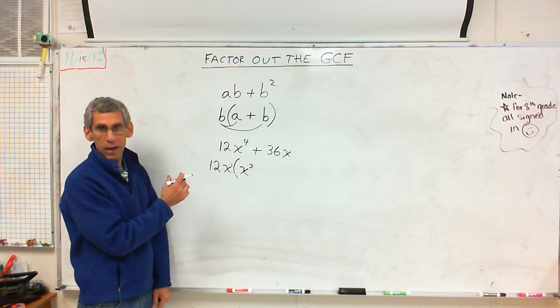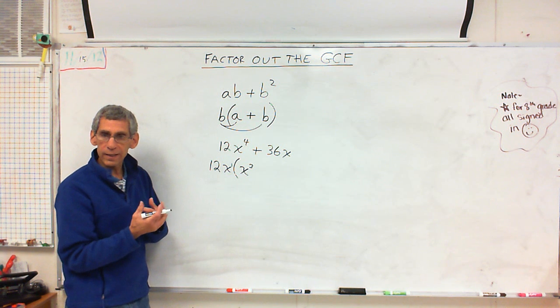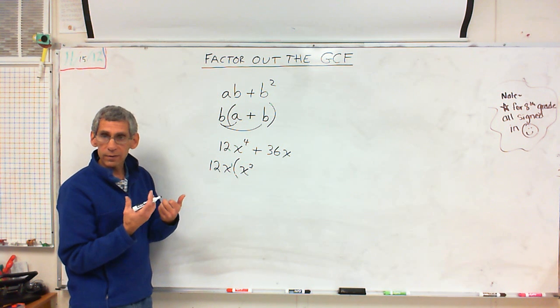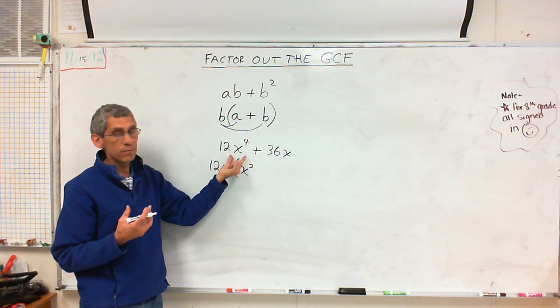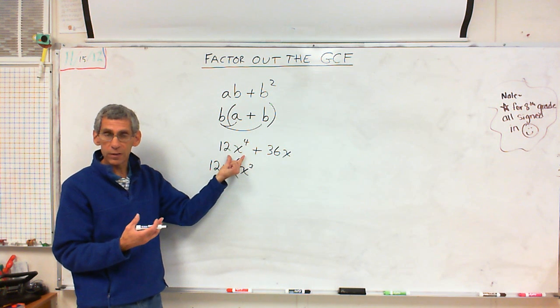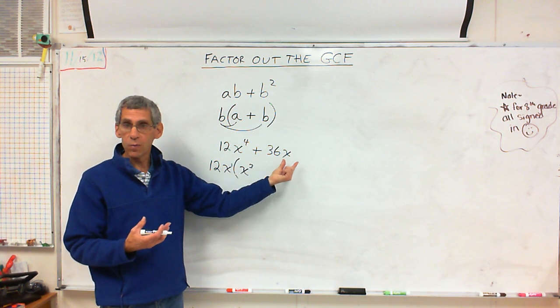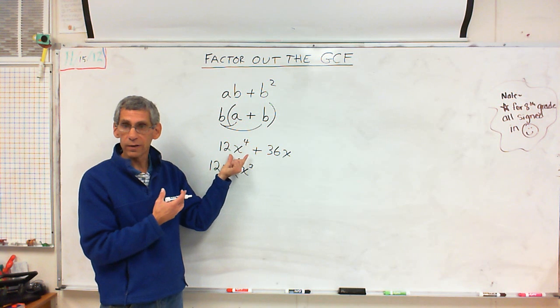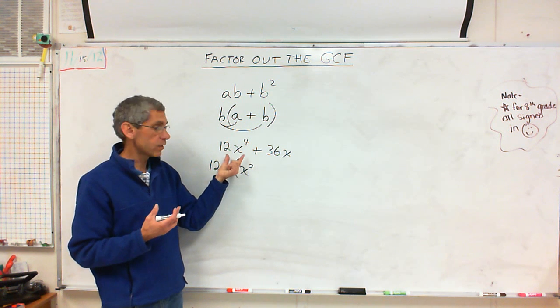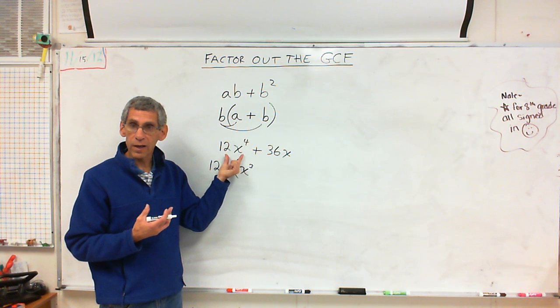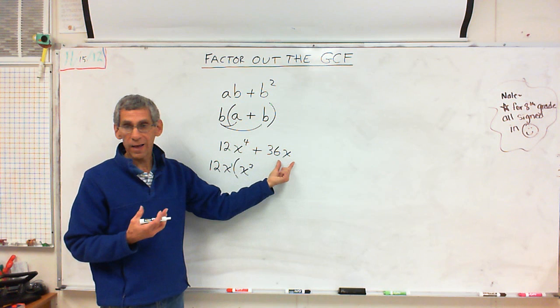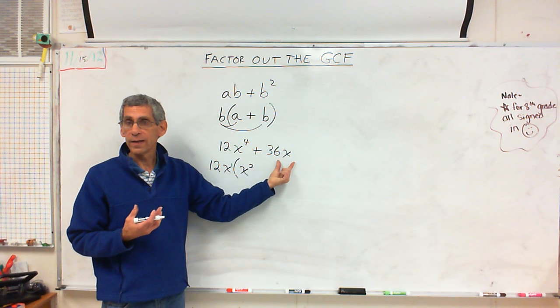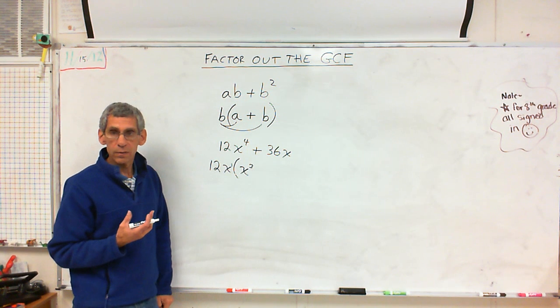I can only take out, for the variables, the smallest x that I have. Both terms have x's, but this one has 4 x's multiplied times each other and this has 1x. I can take a 1x out of this and 1 out of the 4 out of this. But I can't make my greatest common factor x to the 4th because I don't have x to the 4th here. Your GCF would still be 12.